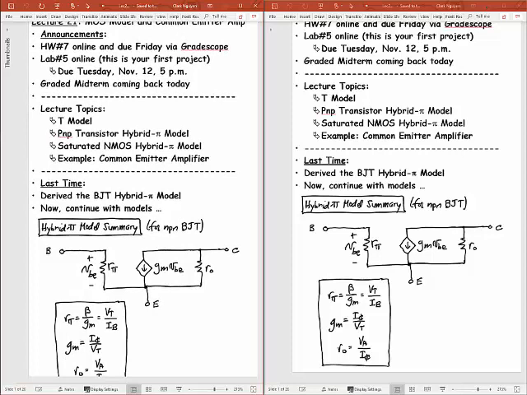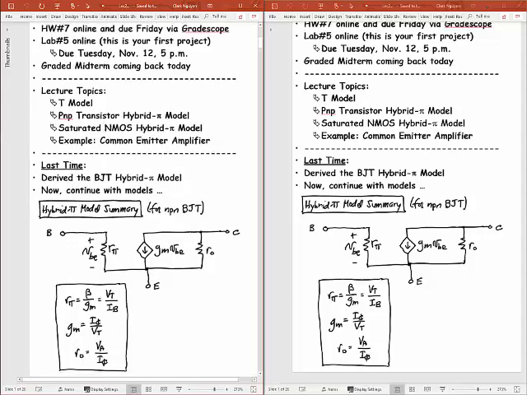All right, so lecture topics today. We'll talk about the T model, which is the last thing that I touched upon in the last lecture. Then we'll start taking a look at PNP transistor models, so the hybrid pi model, which is a small signal model for a PNP transistor. Then we'll look at a saturated NMOS hybrid pi model. And finally, we'll look at an example of small signal analysis where I'll do a common emitter example on how to do the complete small signal analysis of an amplifier. That's going to take a couple of lectures. We're definitely not going to finish that in today's lecture.